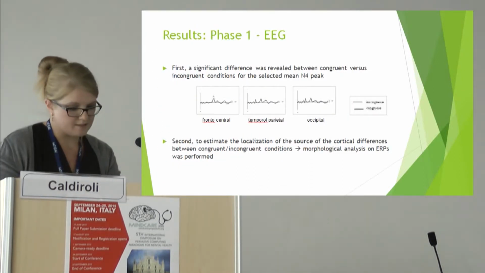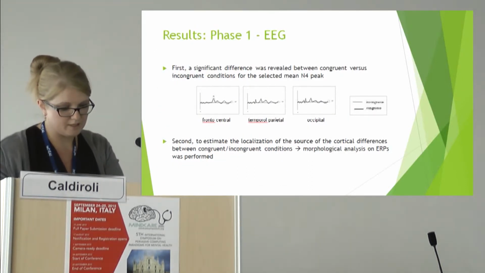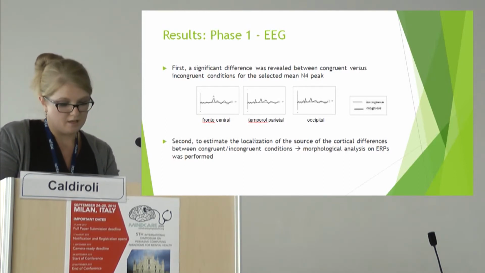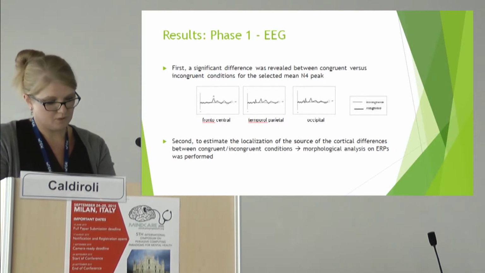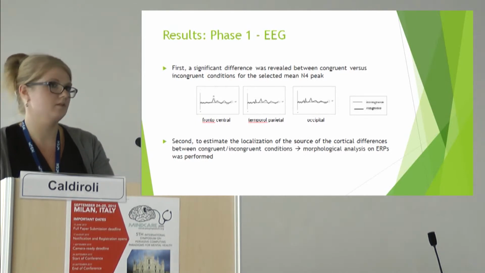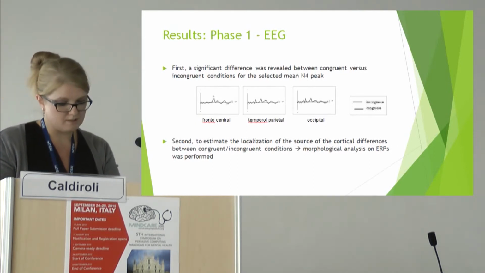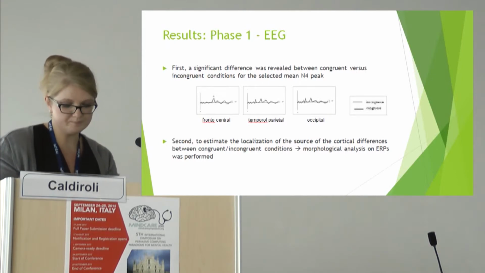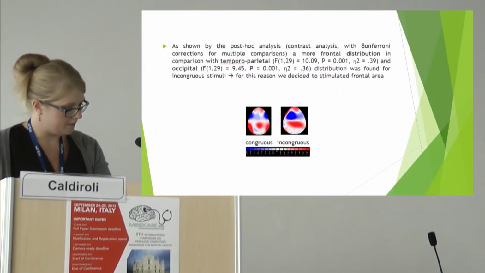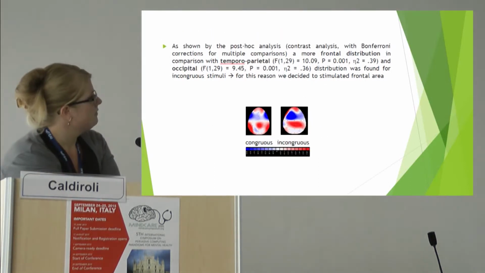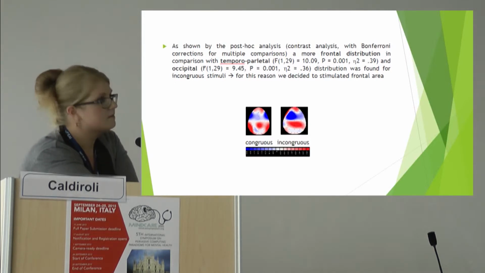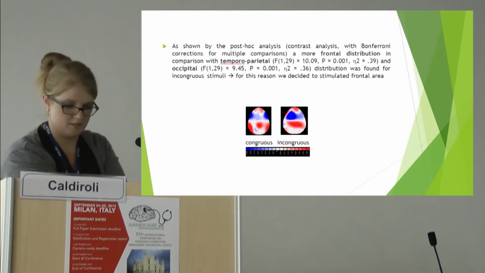In the first part, the result is that there is a more fronto-central N400 peak, and we can see it more in the incongruent condition than in the congruent condition. Second, to estimate the localization of the source, we made a morphological analysis of ERPs, and as we can see here, there is more activation of the frontal area when there is an incongruous final ending in the action.